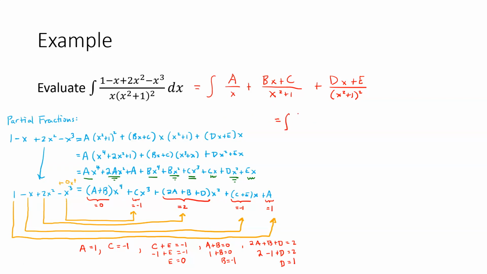So we got a was 1. We got b was -1. And c was also -1, so that'll be -x minus 1 over x squared plus 1. And then here we found d was 1 and e was 0. So it'll just be 1x, so x over x squared plus 1 squared. Okay.